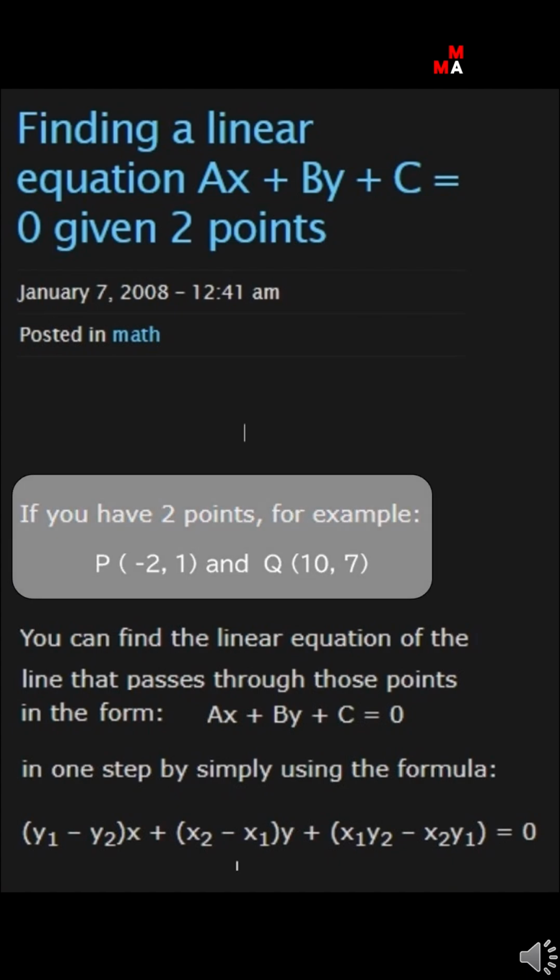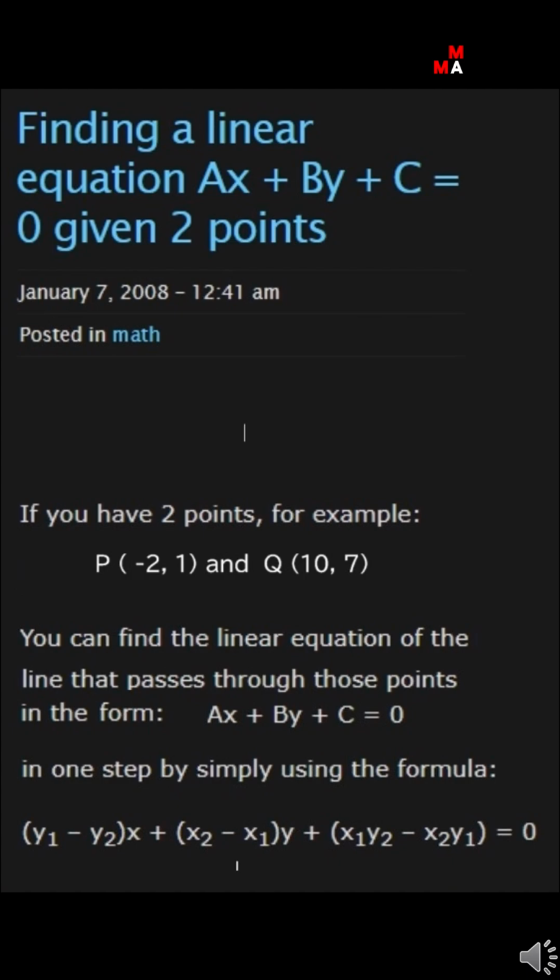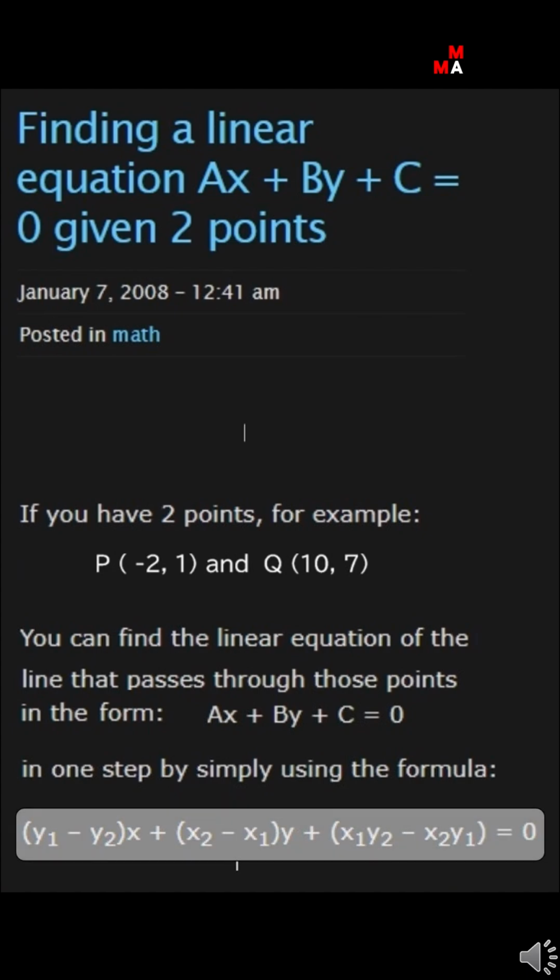If you have 2 points, for example P and Q, you can find the linear equation of the line that passes through those points in the form ax plus by plus c equals 0. That's standard form, of course. You can do that in one easy step by simply using the formula (y1 minus y2), which is the coefficient of x, plus (x2 minus x1), which is the coefficient of y, plus (x1 y2 minus x2 y1), which represents the constant, and all of that's equal to 0.